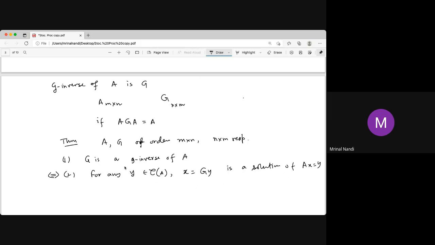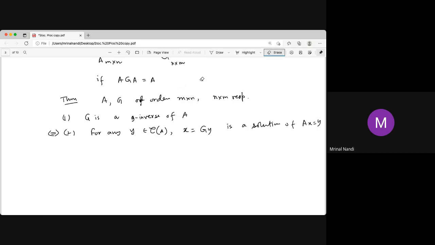So we have to show both ways. We have to show that if AGA equal to A, then X equal to GY is a solution of AX equal to Y. And conversely, if Y belongs to the column space of A and X equal to GY is a solution of this, then AGA equal to A. So how to prove this? The proof is very easy. You first take that this is a G inverse. Assume that G is a G inverse, so 1 implies 2.